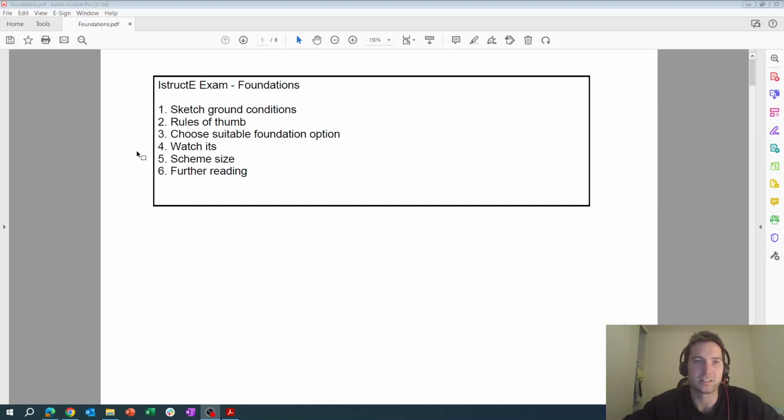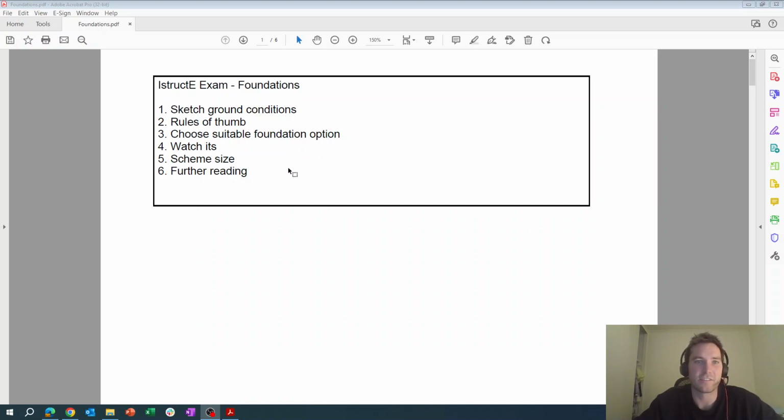Secondly, come prepared and start learning these rules of thumb, because that's going to lead to the next step in terms of actually choosing a suitable foundation. At a super high level, there's really two things that affect what foundation you're looking at. Firstly, that's the quality of the ground, and secondly, it's the magnitude of the loads. So it's a balance between those two, which will guide you to a suitable foundation, and I'll talk about that a little bit later on.